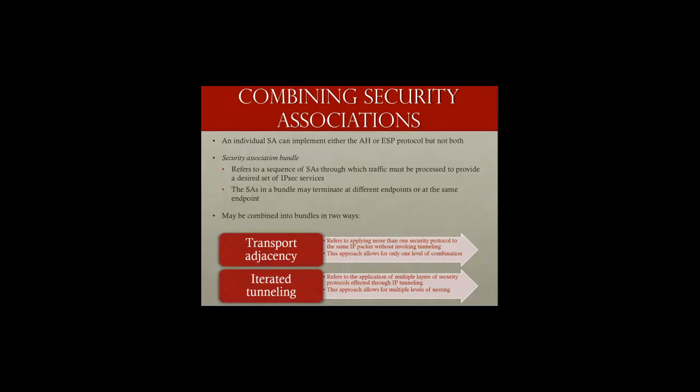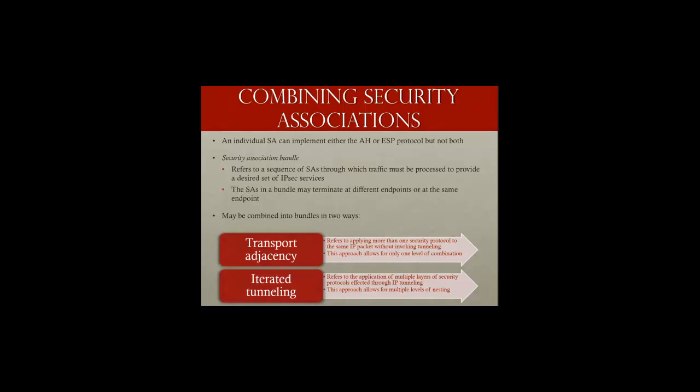The SAs in a bundle may terminate at different endpoints or at the same endpoints. Security associations may be combined into bundles in two ways. Transport adjacency refers to applying more than one security protocol to the same IP packet without invoking tunneling. This approach to combining AH and ESP allows for only one level of combination. Further nesting yields no added benefit since the processing is performed at one IPsec instance, the ultimate destination. Iterated tunneling refers to the application of multiple layers of security protocols effected through IP tunneling.